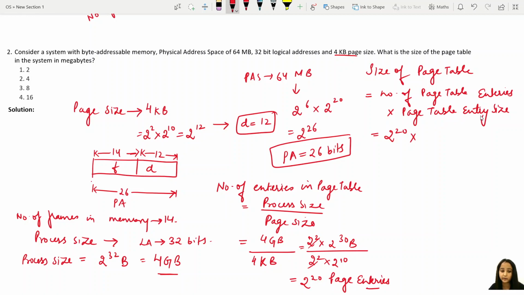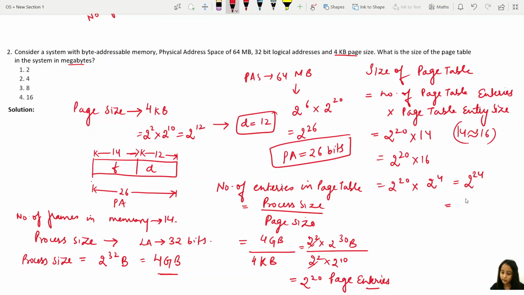What is the page table entry size? That is the number of bits in the frame number. How many bits are there in the frame number? 14. But see in the options, I can't write 14 as a power of 2, and the values are given in megabytes. So I can take 14 as the nearest power of 2, approximately 16. If I take it as approximately 16, it will be 2 raised to power 20 into 2 raised to power 4, which is 2 raised to power 24.